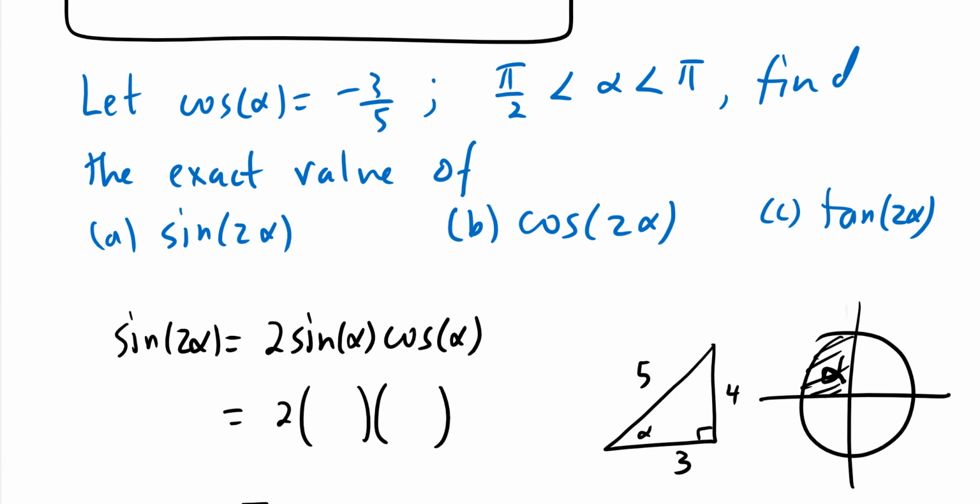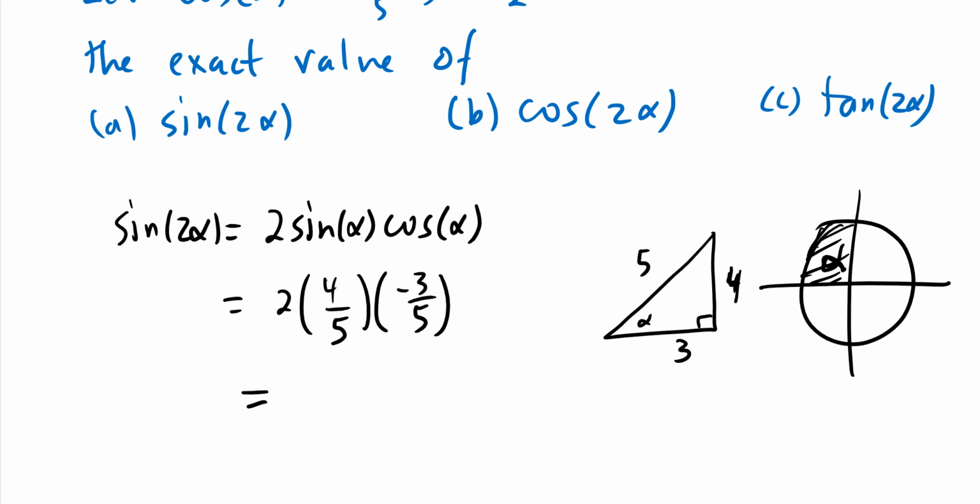Now the sine alpha from the right triangle is the opposite over the hypotenuse, and it's positive. Cosine is given as negative 3 over 5. Now all we have to do is multiply the tops, we get negative 24, and the denominator 25. So sine 2 alpha is simply negative 24 over 25. That was part A.